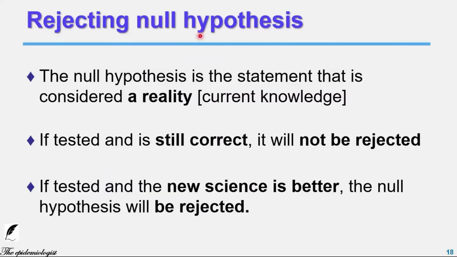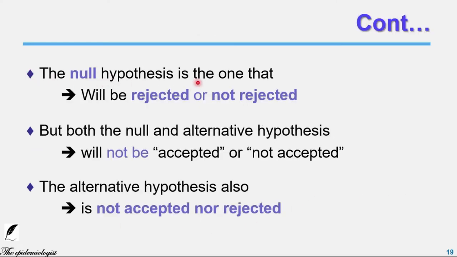What is rejected, and what does it mean to reject the null hypothesis? As discussed in the previous slide, the null hypothesis is the statement considered a reality, the current knowledge. If it is tested and found to be correct, it will not be rejected. However, the null hypothesis will be rejected if it is tested and the new science, the alternative hypothesis, is better. We should also know that the null hypothesis is the one that will be rejected or not rejected. However, both the null and alternative hypotheses will not be accepted or not accepted. Remember also that the alternative hypothesis will not be accepted or rejected.